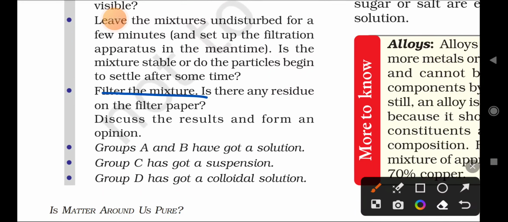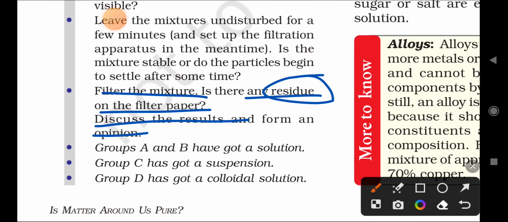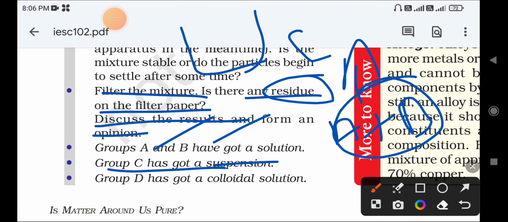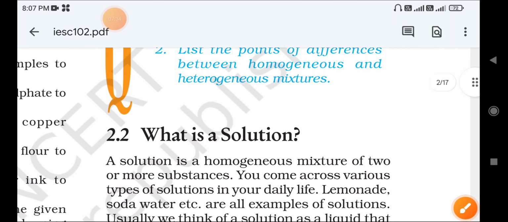Now filter the mixtures. Is there any residue on the filter paper? When we filter, we get residue, meaning the waste product. Discuss the results. A and B have copper sulfate solution. They are completely dissolving, so that is a solution. Group C is a suspension, meaning the particles are suspended and not completely dissolved. Group D is a colloidal solution, where the particles are not completely dissolved in the solution.